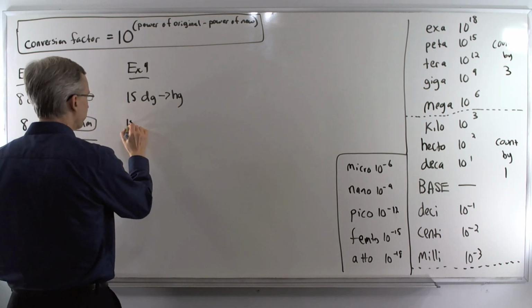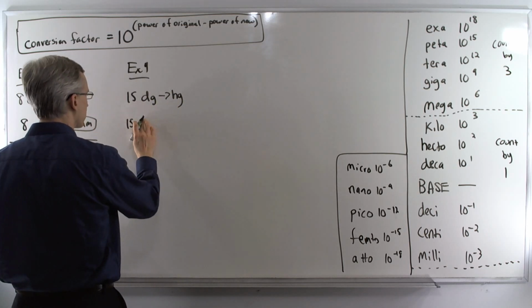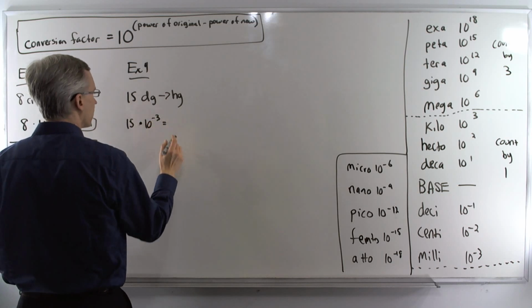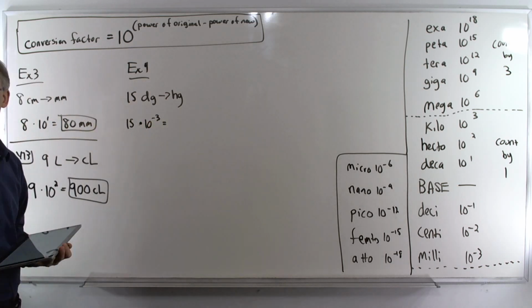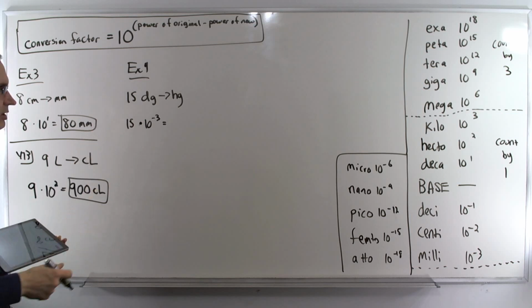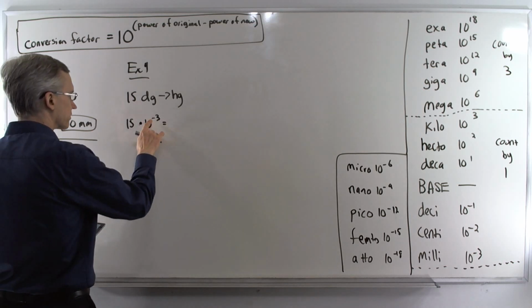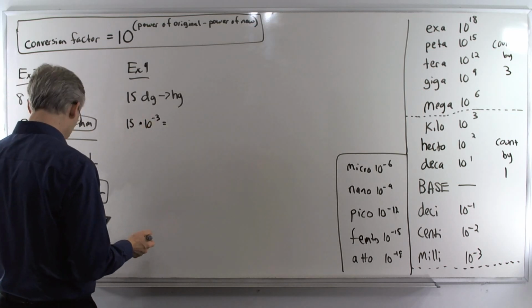So that means we're going to do 15 times 10 to the negative 3 power. All right, 3 moves in the up direction, that gives us negative 3 on the power. Multiply that out.